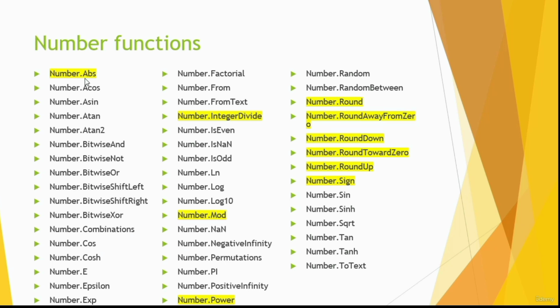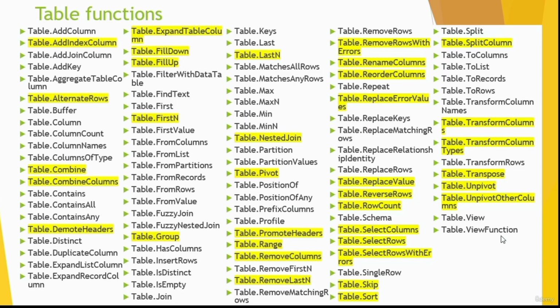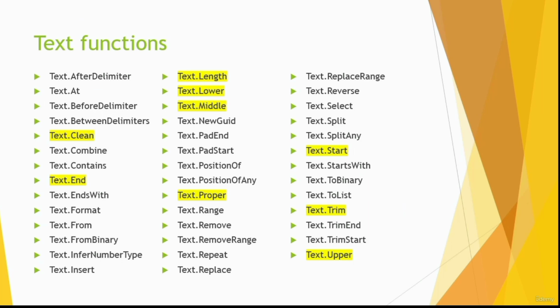So mod, power, round, sign, ABS, for instance. The table functions, as you might expect with a table of data, are very numerous. But when you look at it, there's only around 20 functions that I'm saying are really important, and a lot of those, like first n and last n, can be paired together. Text functions, so if you think of the text functions in Excel, then these are they in M.